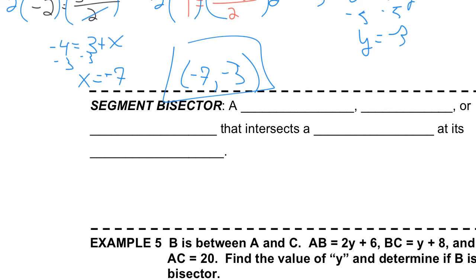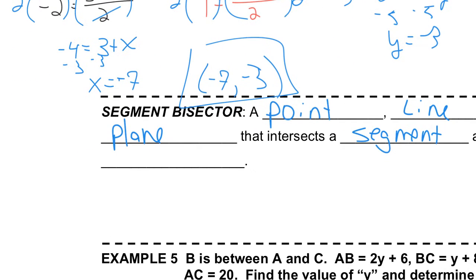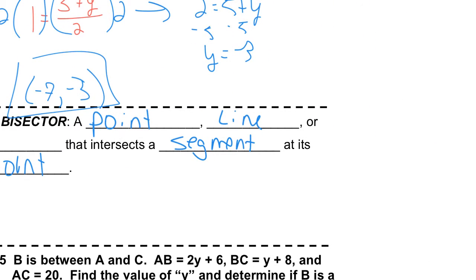Now let's talk about something a little bit new today, not any more difficult. A segment bisector is a point, a line, or a plane. So it can be any of those things that intersects a segment at its midpoint. So it's sort of like something cutting into or being placed in the center of a line. It could be something like 2 lines cutting each other in half, and that's the midpoint right there. It could be 2 pieces of paper cutting each other in half.